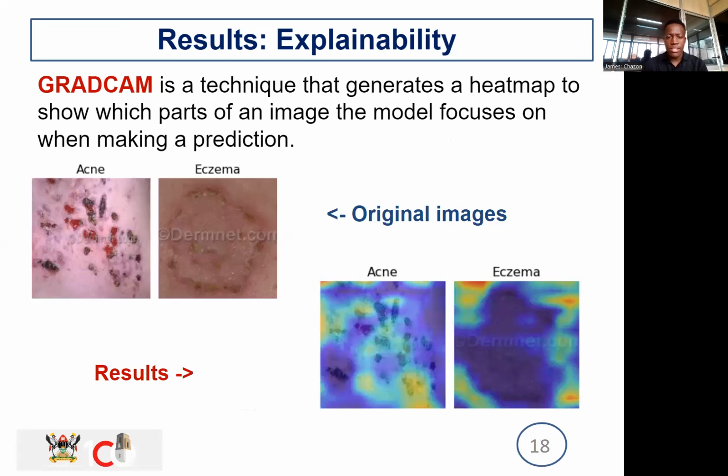Also, this is another classical example where the model was able to trace out the circle. Here, the image was eczema, and the model actually predicted eczema, but it traced out the spots in the image that contributed most to that prediction.